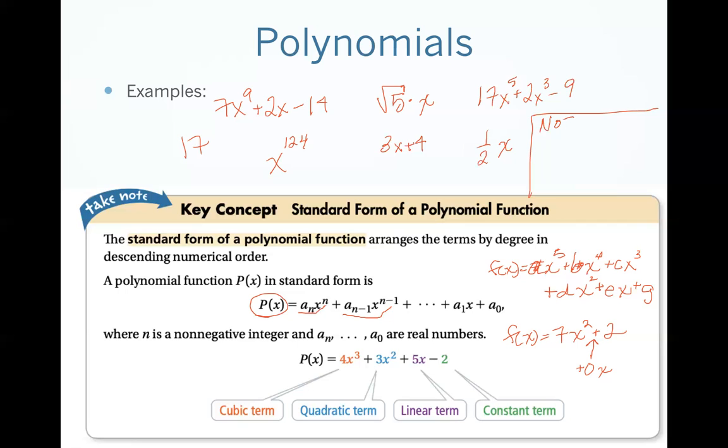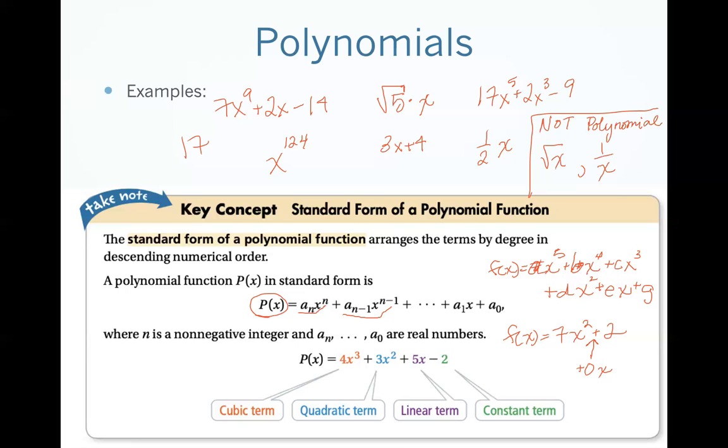Not a polynomial would be the square root of x or 1 over x. Okay, so that's what we have to look out for. It's a polynomial as long as the x is not under a square root or in a denominator, and x can be raised to any power that is a whole number.